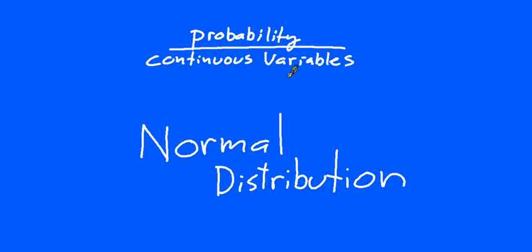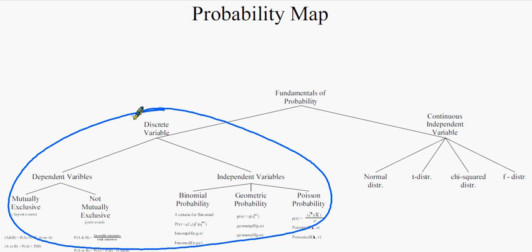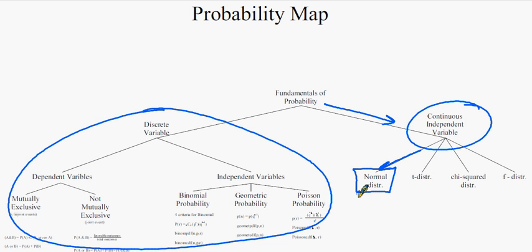We are now jumping over to continuous variables. Let's take a quick look at the map. For a really long time, we have been over here in this branch of discrete variables. All that's discrete variables. Spent a really long time on all that stuff. Well, now we're finally coming over here to continuous variables. And in particular, in this video, we're talking about normal distributions.